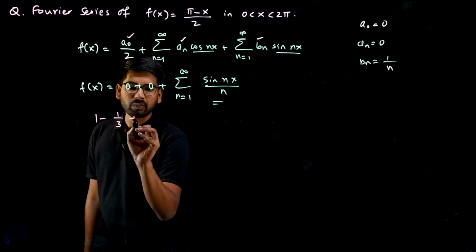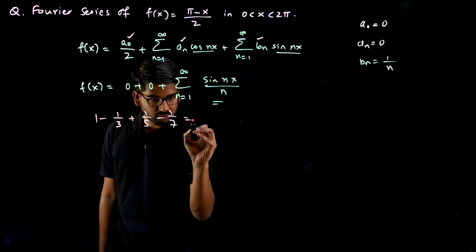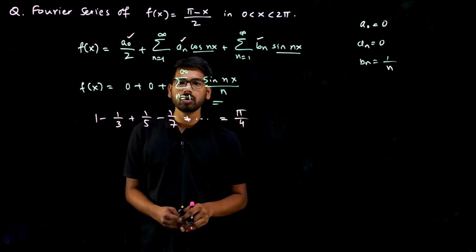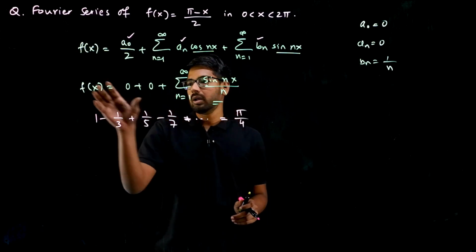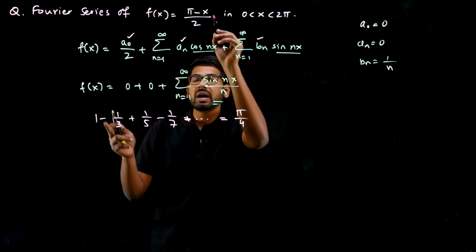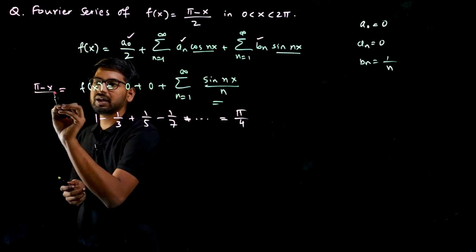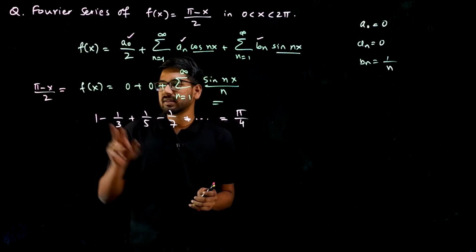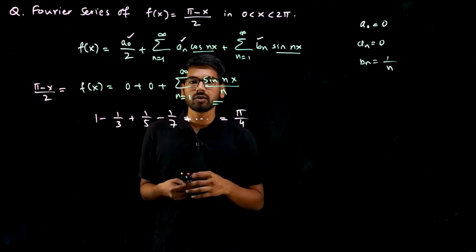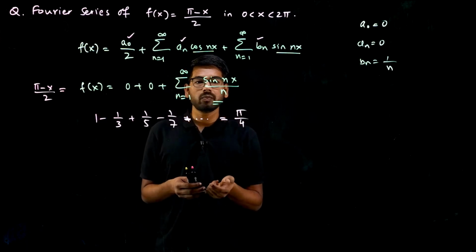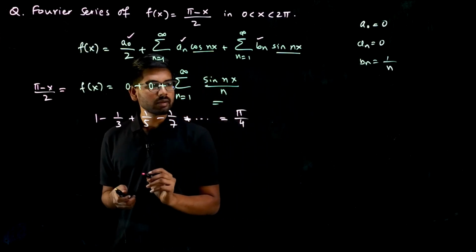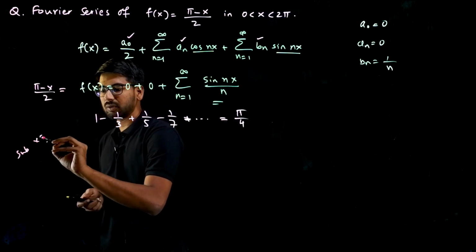You can leave it here, but in the question they have asked us to show that 1 minus 1 by 3 plus 1 by 5 minus 1 by 7 plus dash dash dash is equal to pi by 4. So we need to show this series is equal to pi by 4 by using this Fourier series expansion. Okay, how can we do that? So f of x means it is pi minus x by 2, right? So this is pi minus x by 2. If you substitute x is equal to 0, this entire term will become 0 because sin 0 is 0. So we cannot substitute x is equal to 0. So let's substitute x is equal to pi by 2, so that we will get this entire term in the numerator as 1. Okay, so substituting x is equal to pi by 2.